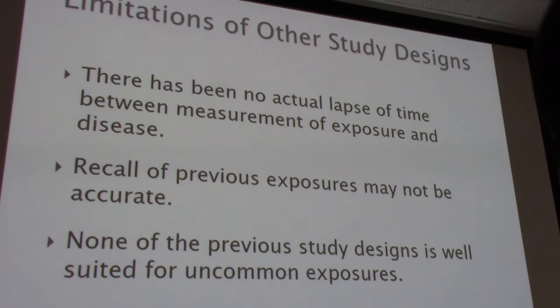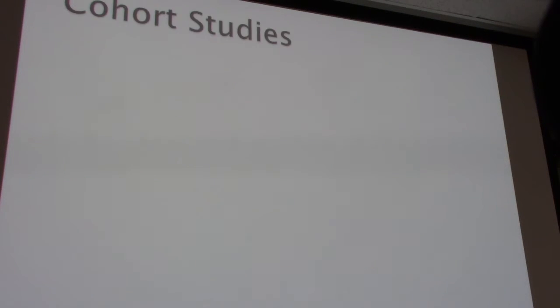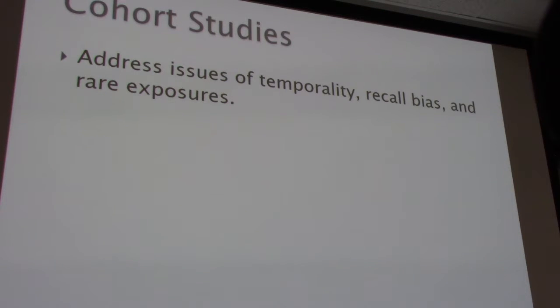How well do people actually recall their previous exposures? And something we haven't covered yet: none of those previous designs are really useful for uncommon exposures. In a case control study, you can look at an uncommon outcome. You can go and specifically cherry pick those people. But if it's an uncommon exposure that you're looking at, none of these have really addressed that. So that's where cohort studies can be useful. They can address issues of temporality because we're going to follow people forward in time. They can also address recall bias because we'll capture data on a prospective basis as it happens. And they can be used to look at rare exposures.